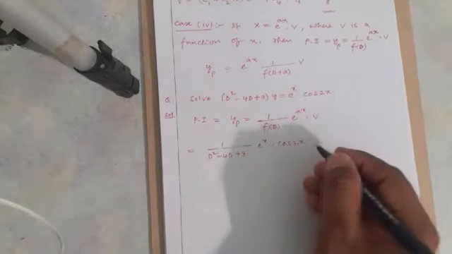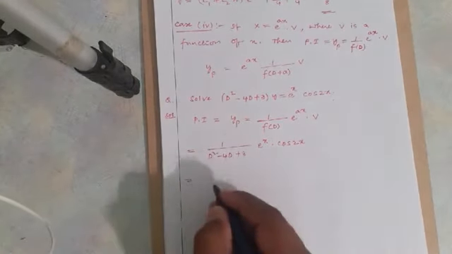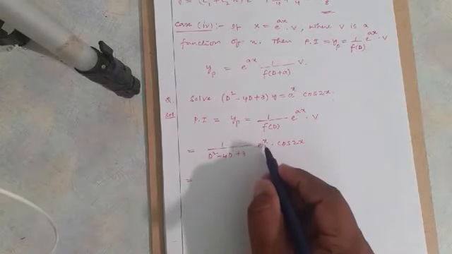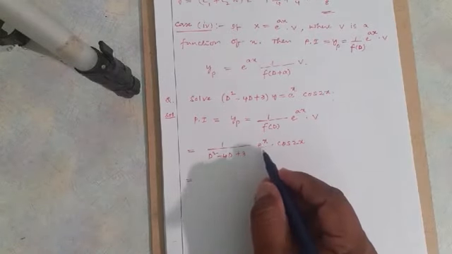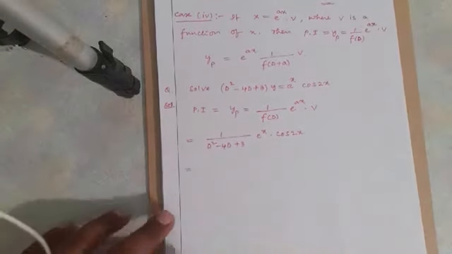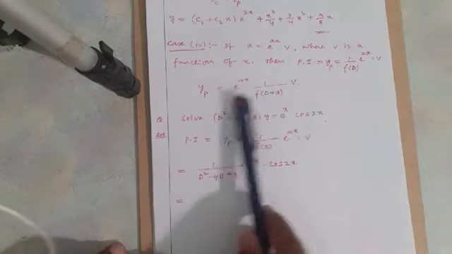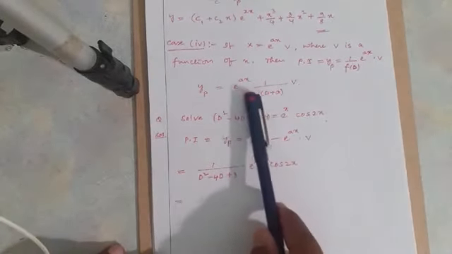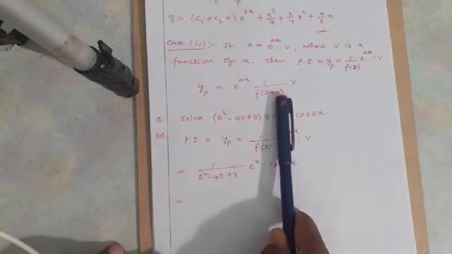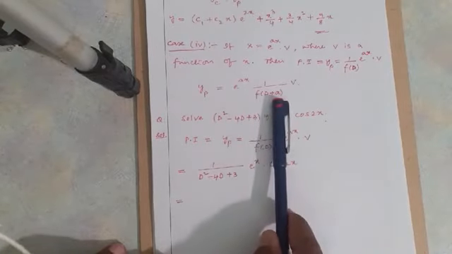After writing this, when you take e power x to this side, you can see it should be e power ax. A is nothing but 1, because it is given e power x. So a is 1. In the particular integral procedure, when you take e power x to the other side, you have to write D as D plus 1. Because here we have written D plus a.